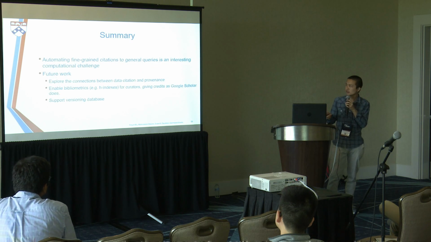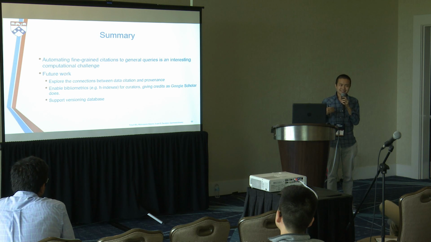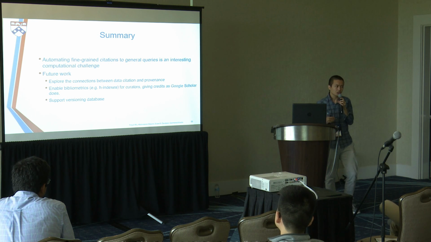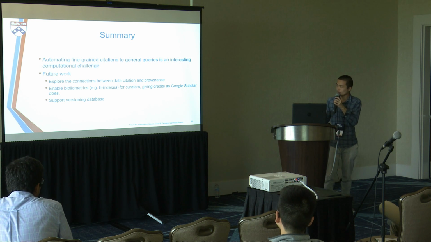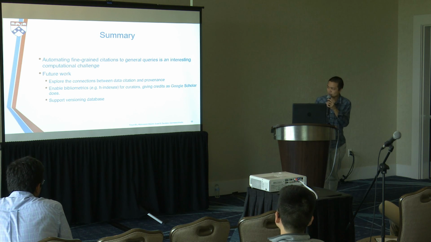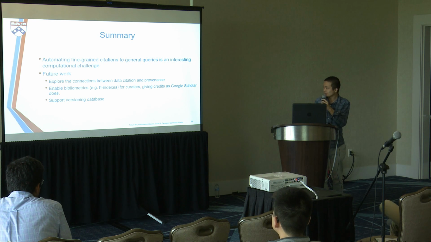Just to conclude, in this work, we explore solutions to automating the fine-grained citation generation process for general user queries. In the future, we will explore the connections between our work and the data provenance problems, since, as you can see, the annotations in the tuple-level approach are very similar to provenance tokens. Furthermore, we will think about how to enable bibliometrics, like H-index for curators. Besides, we will think about how to support versioning database in the future. That's all. Thanks.